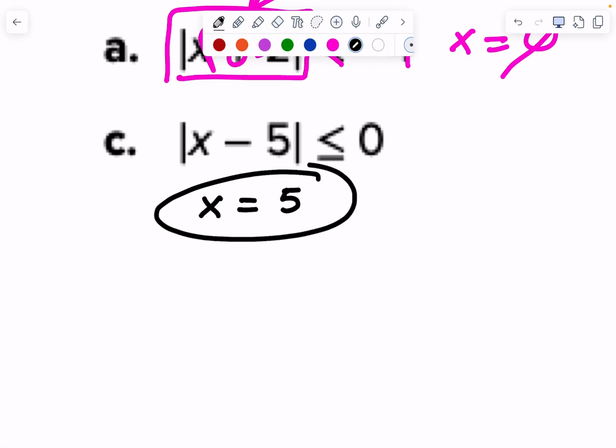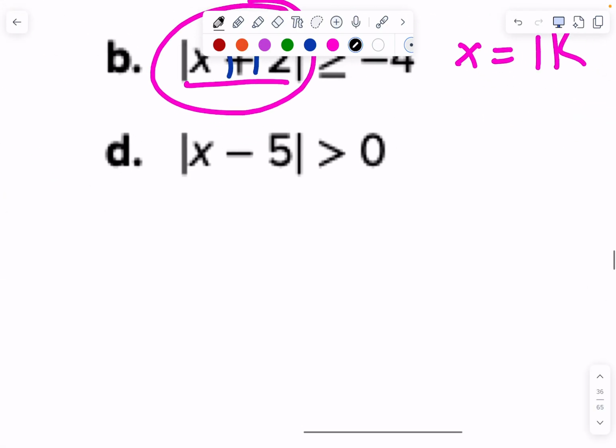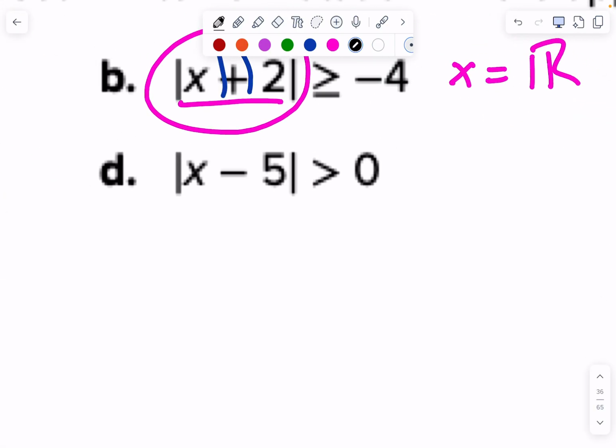This is the only case where you're doing an absolute value inequality and you will get an equal for an answer. Does that make sense? Most of the time when you're solving an inequality, you'll get that same sign in your answer. This is the only time you'll end up with an equal. Okay, next.